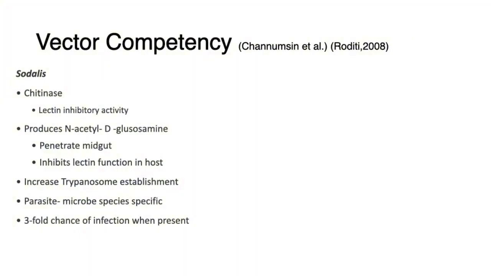The glucosamine is going to inhibit the lectin functions, which aids in killing the trypanosomes via apoptotic mechanisms. So when lectin is inhibited, it's going to increase trypanosome establishment as an inverse relationship. Flies with Sodalis are more likely to have trypanosomes because of this inhibitory activity that it displays. It is parasite microspecies specific. We normally just see this with trypanosome and Sodalis. And there was a paper that talked about there's a threefold chance of infection when Sodalis is present.